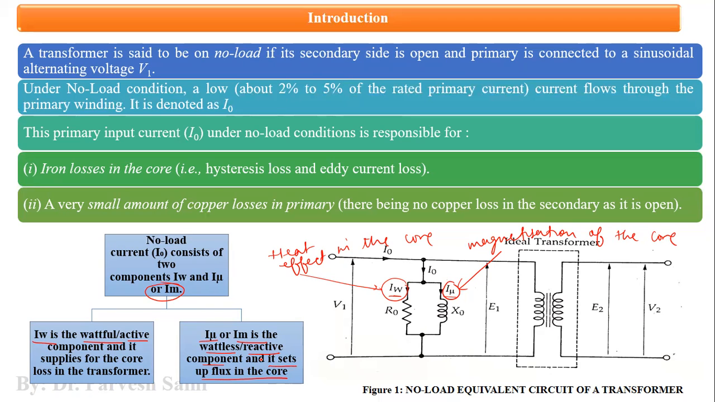And this is the active component because the heat is basically the effective value of the current, right? And this IW is the active component because it is actively responsible for the generation of something which is real, the heat effect. And the magnetic field, which is virtual and imaginary, right? So it is because of the I mu.